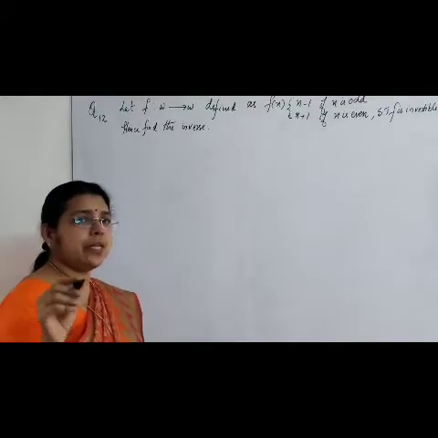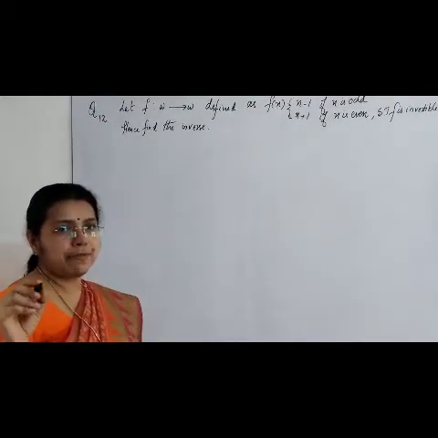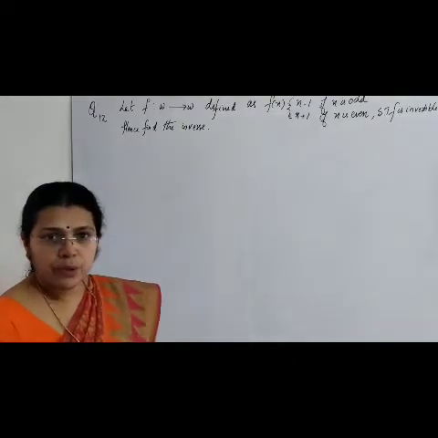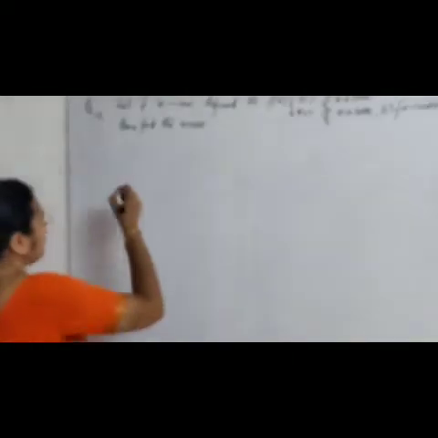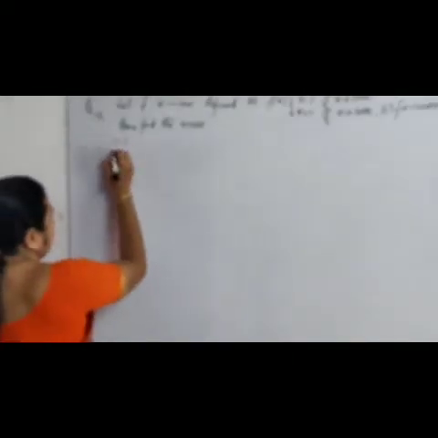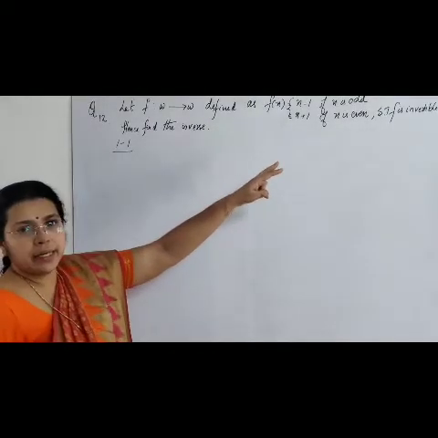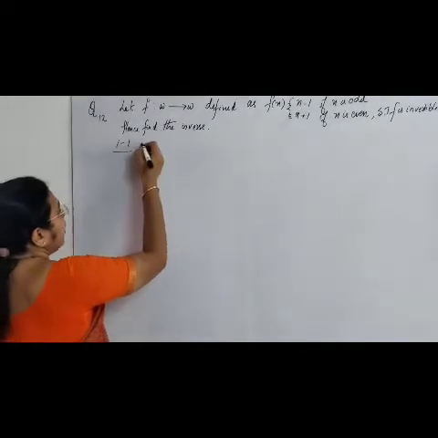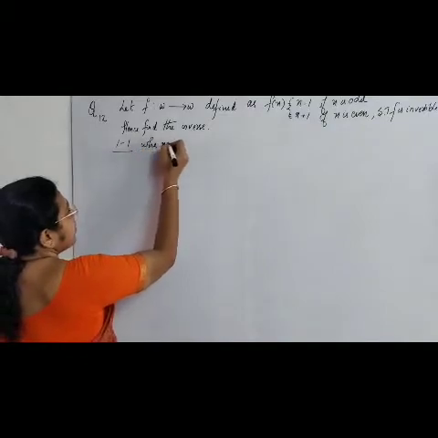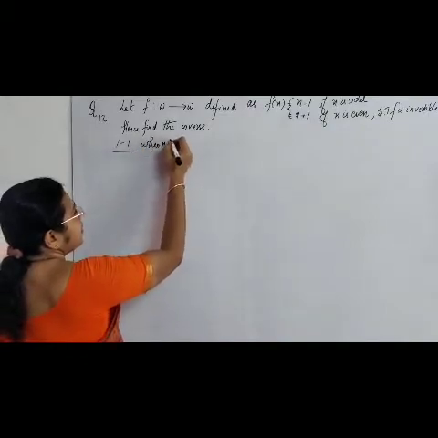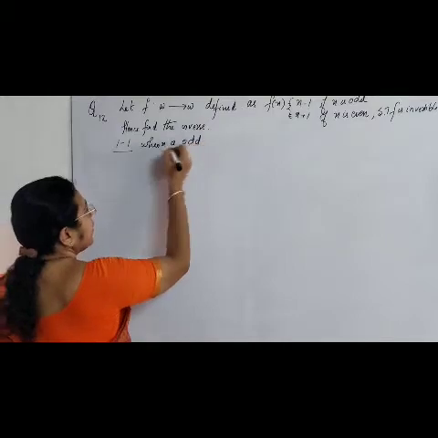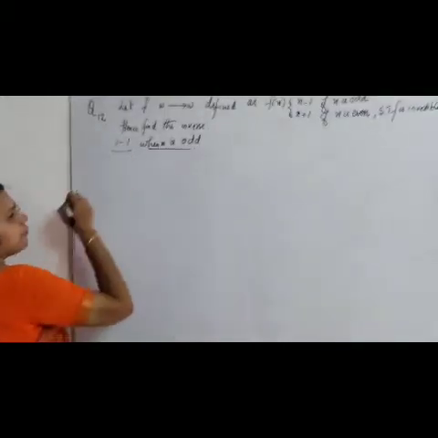Now how will we show that f is invertible? That is, f is one-one and onto. Okay, so let's see how we will prove that it is one-one. Here there are two cases: when n is odd and when n is even. So when n is odd, we are checking for one-one.